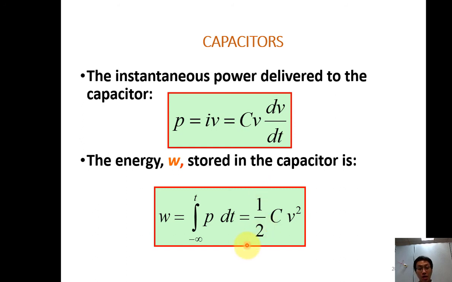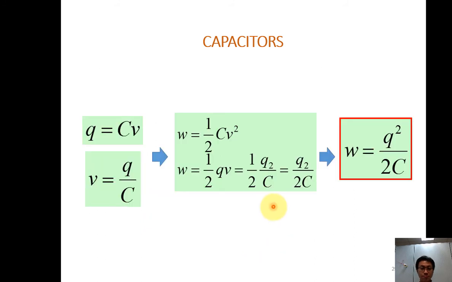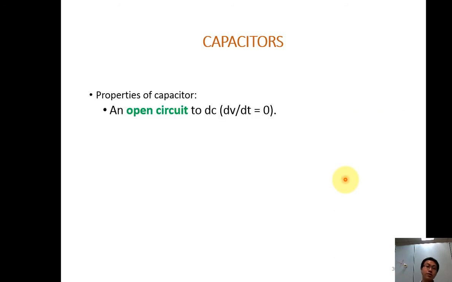This is my energy stored in the capacitor. With this equation and that equation, I can put it into W equals Q squared over 2C. No need to memorize. I will summarize it later.